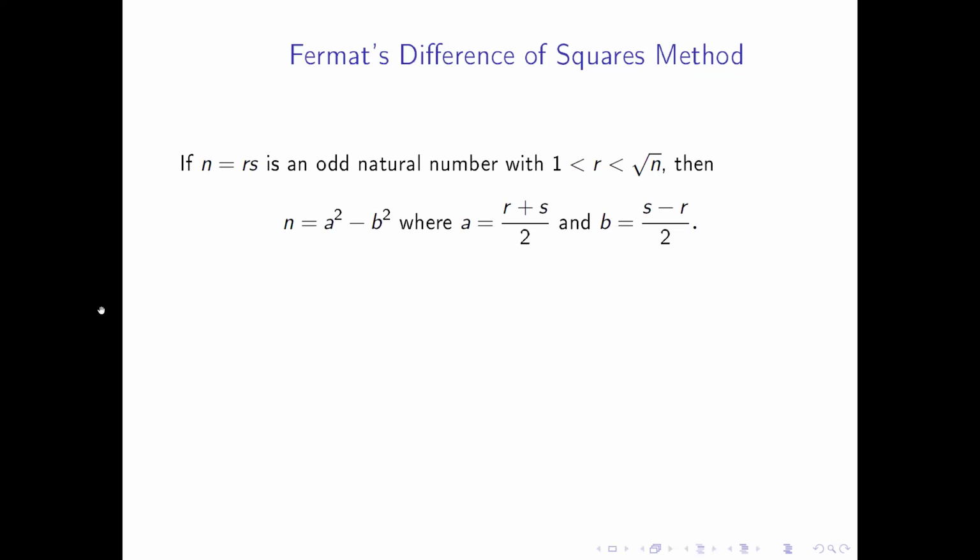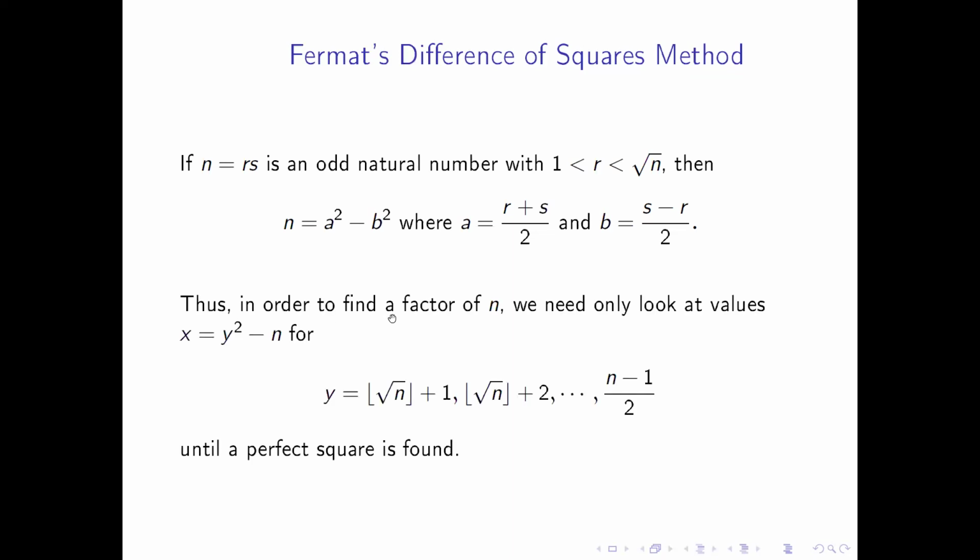If that's true, then n can be written as n equals a squared minus b squared, where a equals (r plus s) over 2, and b equals (s minus r) divided by 2. Remember, s is the bigger one. That's why we have s minus r, not r minus s.